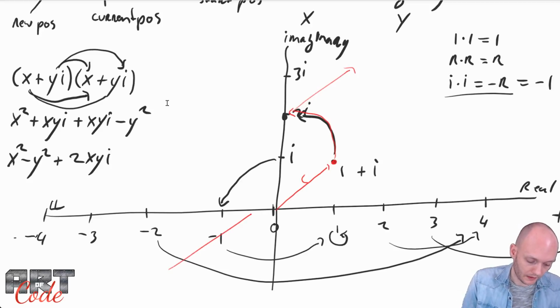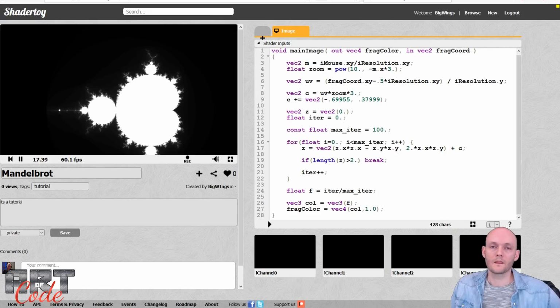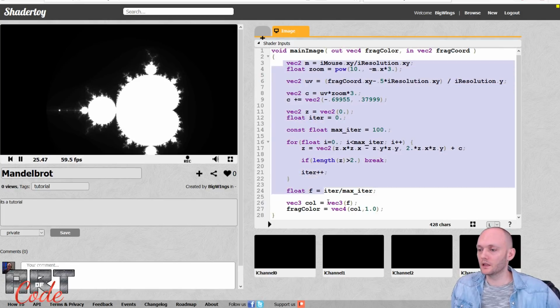So that is what we can use inside of a computer program to do this dance step each time. So let's have a look at the computer program. All right, so here we have a Mandelbrot Fractal inside of Shader Toy. And let's go through this code over here.